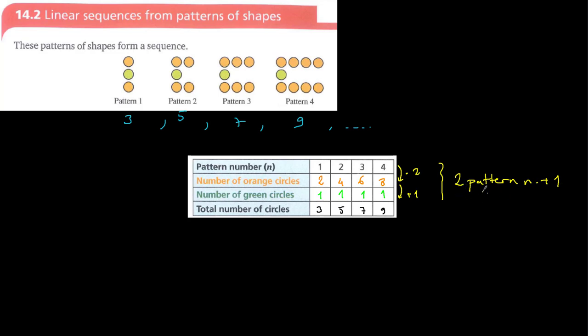Or if we say the pattern number is n, then 2 times n plus 1 is the formula for the sequence. Okay, by using the same thing, we are going to try to understand what the rule is.